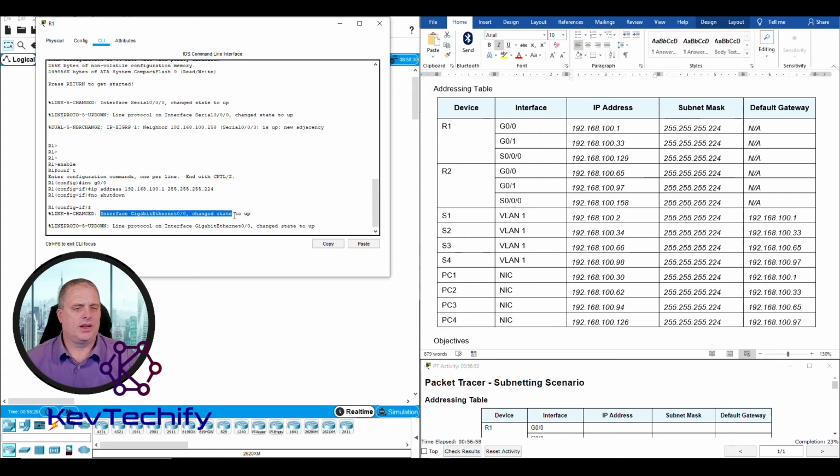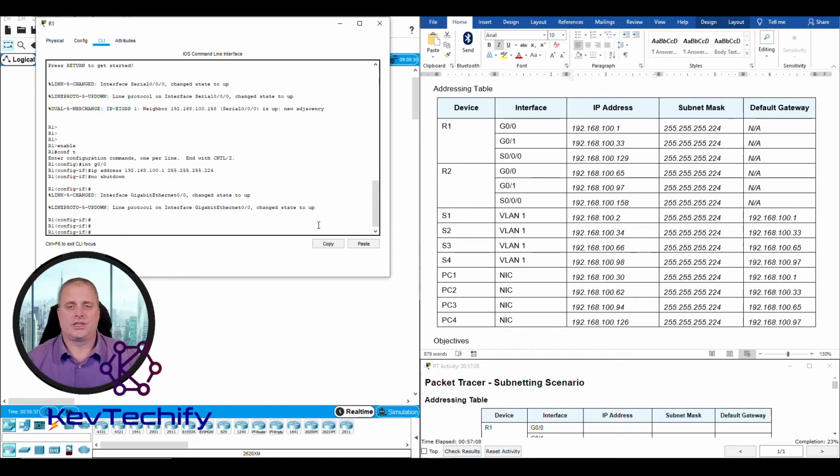We do get a status update. GigabitEthernet status is changed to up, so the port has turned on. Line protocol is now changed to state up. We are running IP version 4 on there. I'm going to go ahead and enter a couple of times. We now need to set our IP address for our gig 0/1 interface.